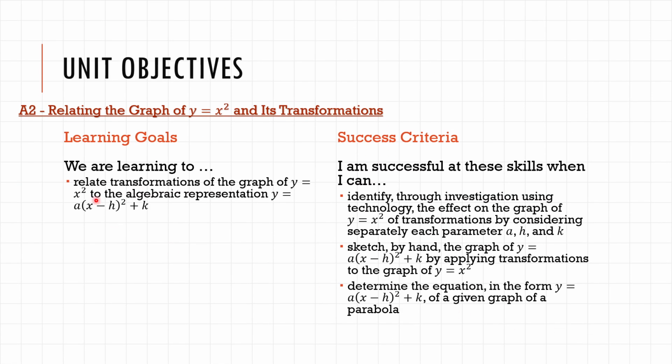We're also going to relate the transformations of a graph y equals x squared, and we'll learn that this is actually a quadratic relation. We'll compare the graph of y equals x squared to y equals a times (x minus h) squared plus k, where a, h, and k are all different numbers. So in doing so, we will relate the graph of y equals x squared and all of its transformations.